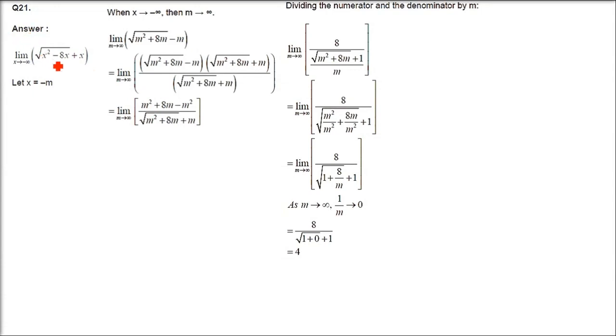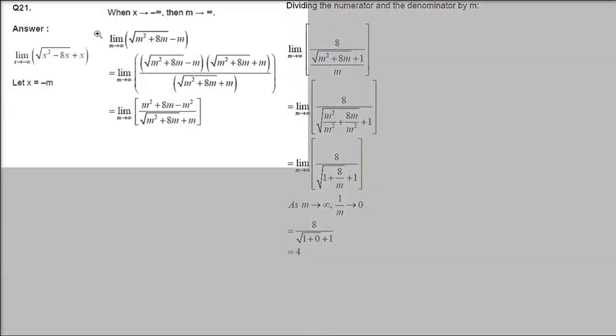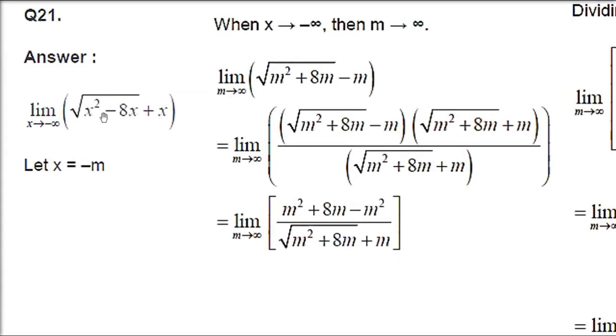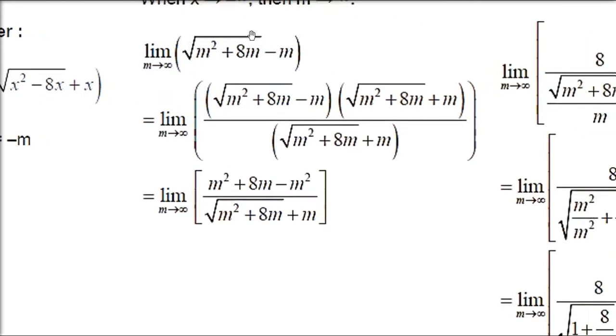Question 21. So as I said, same thing you have to do. Because x is tending to minus infinity, you have to change it into plus infinity. So replace x as minus m. When x is tending to minus infinity, m is going to be tending to infinity. So now put minus m in the place of x. So minus m square is m square, and then you have 8 into minus m, that is minus 8m, and minus m minus that is going to be plus x plus minus m.